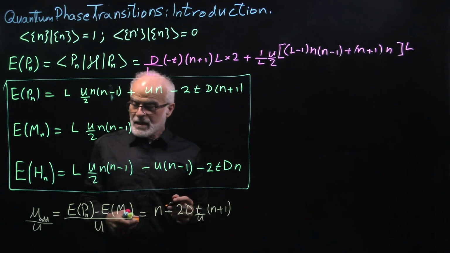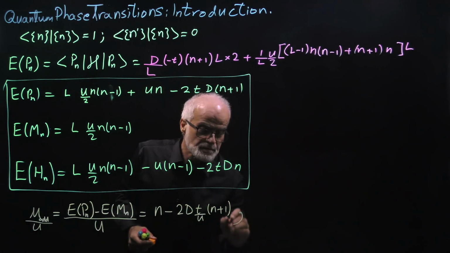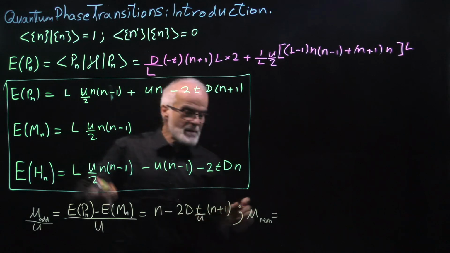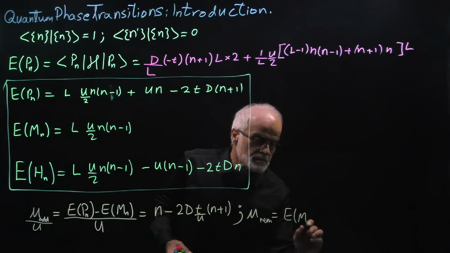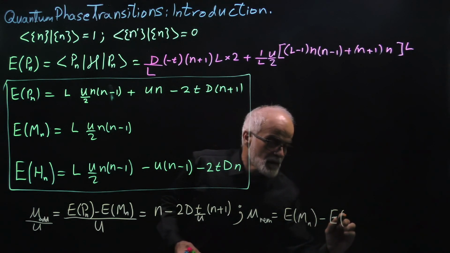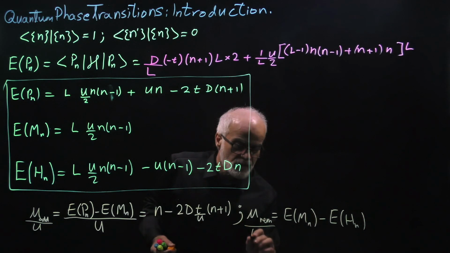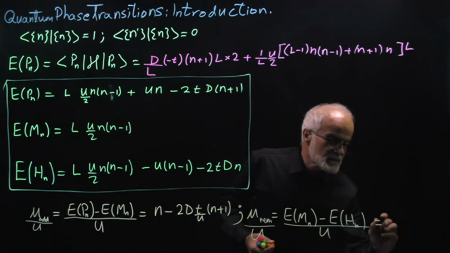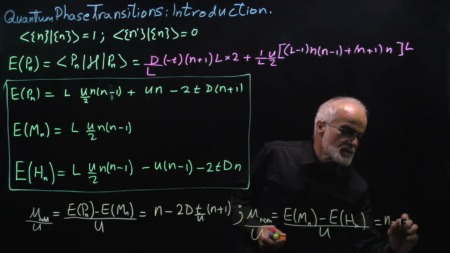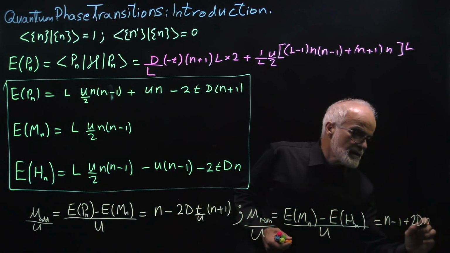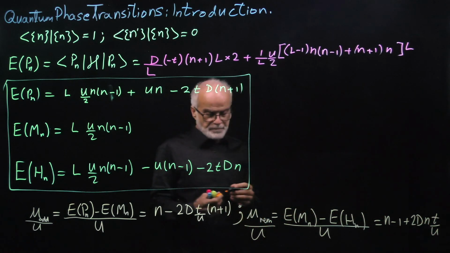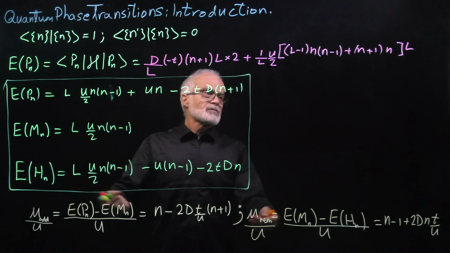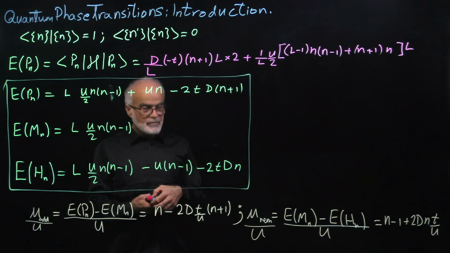In the same way, we calculate the chemical potential to remove a particle. So mu remove, that's just equal to EMN minus EHN. And again, we will divide by U. And just by doing the subtraction, we will find that this is equal to N minus 1 plus 2d N T over U. Okay, so we have the energies and we have the chemical potentials to add or to remove a particle. What do we do with that?